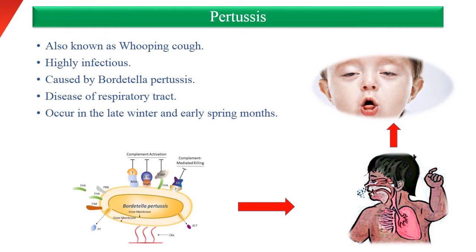One of the key symptoms or hallmark signs which we can identify in this condition is the whooping cough. A very violent and explosive cough occurs, and that's why it is known as whooping cough. And it occurs in the late winter and early spring months.